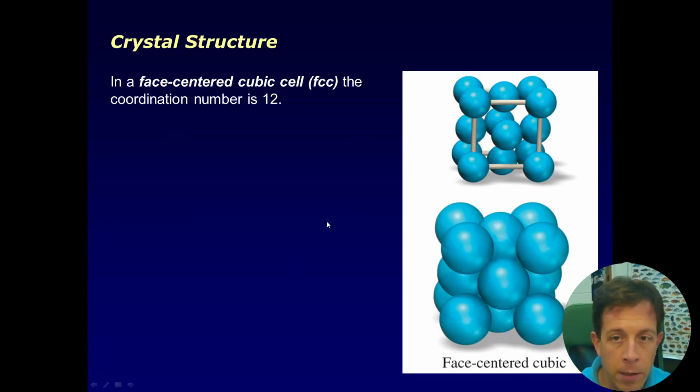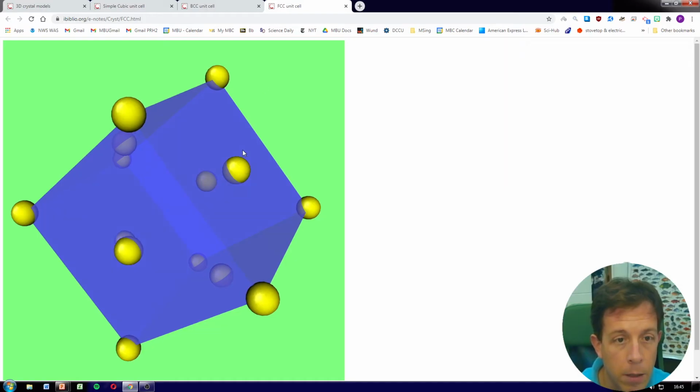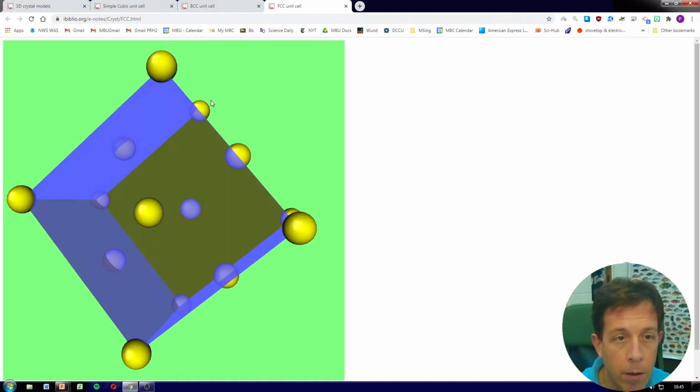And in a face-centered cubic, we have an atom at each face between the corner atoms, and this is better shown here in the animation. We see our corner atoms right here in a face-centered cubic cell, but we also have an atom in the center of each face, and so half of this face-centered atom is inside of this unit cell and the other half is outside in the neighboring unit cell.